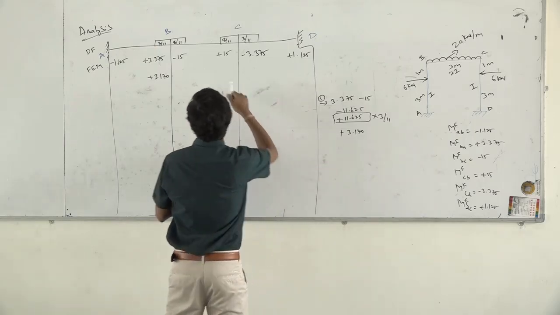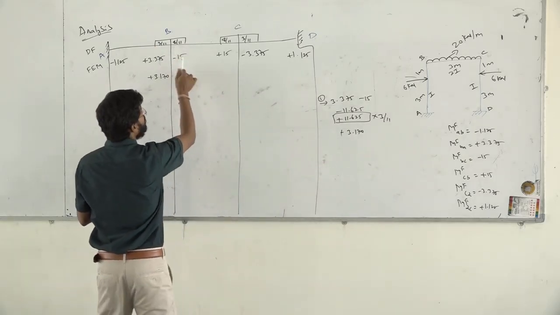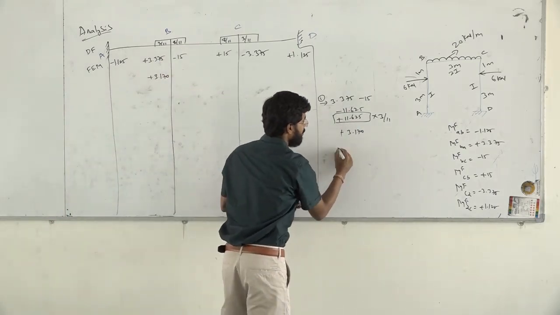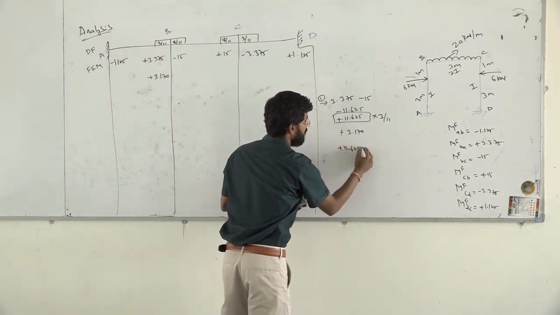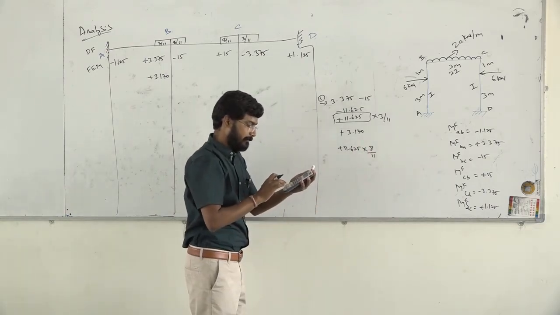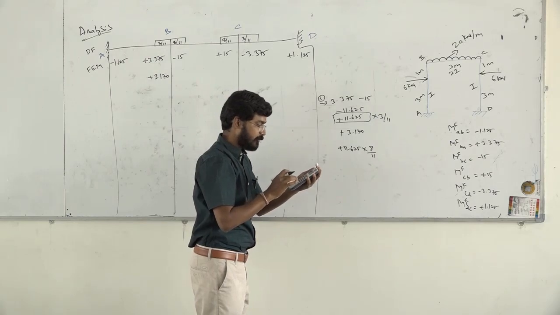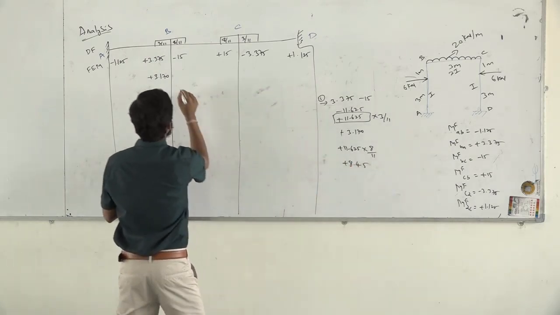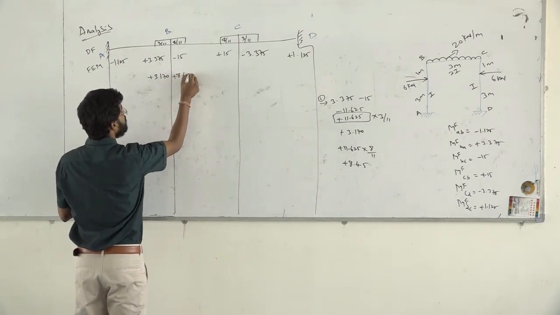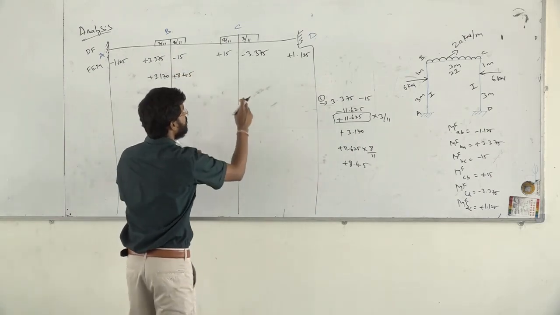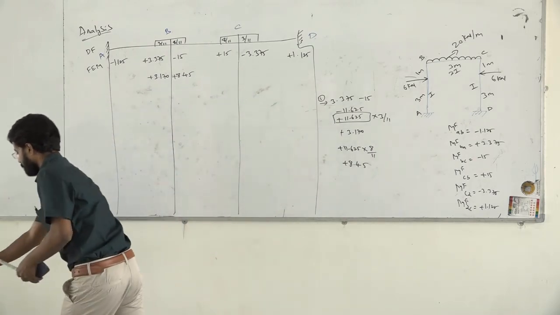Now similarly, 11.625 into, now we have to go with our second span. For the second, we have to go with our 8 by 11. So we multiply plus 11.625 into 8 divided by 11. Then the answer you will be getting is plus 8.45. So here you will get plus 8.45.